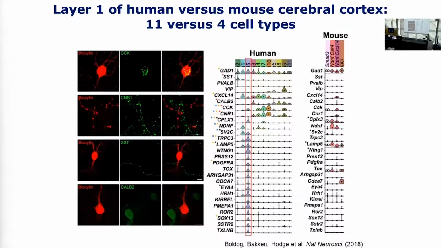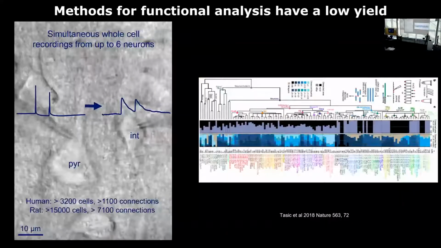The first project we completed together was basically layer 1 of the human cerebral cortex. And at that level of resolution, it turned out that we humans have significantly more cell types residing in layer 1 compared to the mouse, like 11 versus 4. This is by no means a saturated approach, but it gives you an idea how much more diverse we are compared to rodents. This is based on genetics? Yeah, this is pure transcriptomics and an unbiased approach.